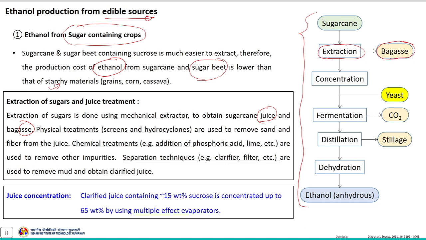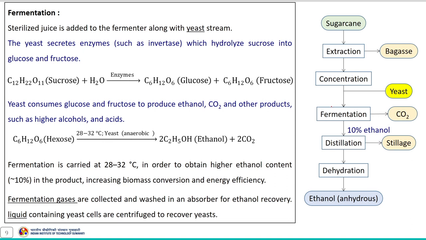Physical treatments are used to remove the sand and the fiber from the juice, followed by chemical treatment to remove other impurities. And then separation techniques are used to remove the mud and obtain the clarified juice. This clarified juice, containing around 15% weight of sucrose, is concentrated up to 65% weight by using a multiple effect evaporator. This concentration unit is used in this process to concentrate the sucrose from 15% to 65%.